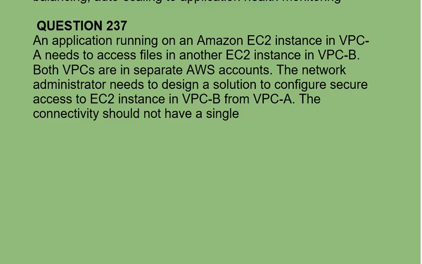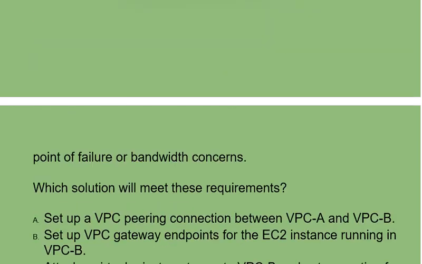Question is an application running on an Amazon EC2 instance in VPC A needs to access files in another EC2 instance in VPC B. Both VPCs are in separate AWS accounts. The network administrator needs to design a solution to configure secure access to the EC2 instance in VPC-B from VPC-A. The connectivity should not have a single point of failure or bandwidth concerns. Which solution will meet these requirements?